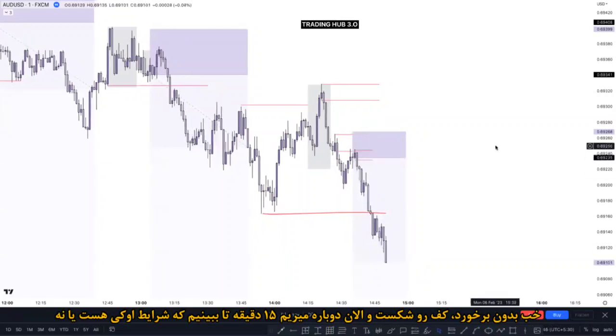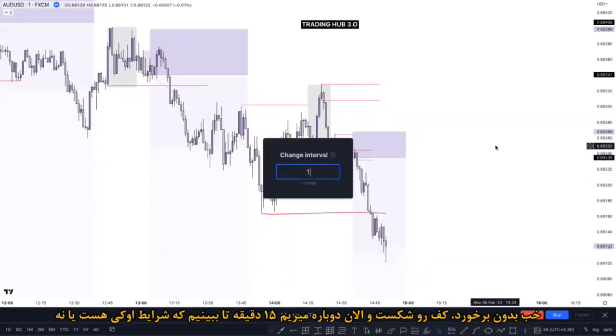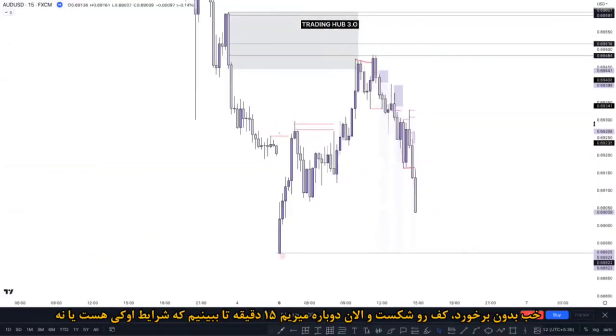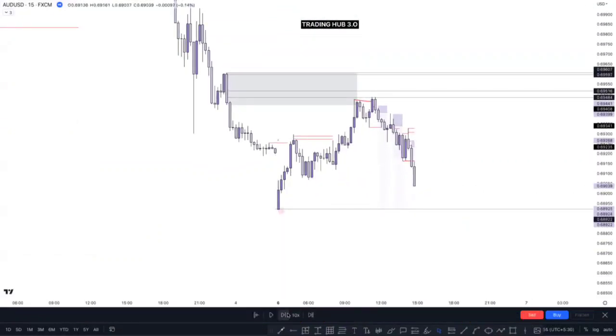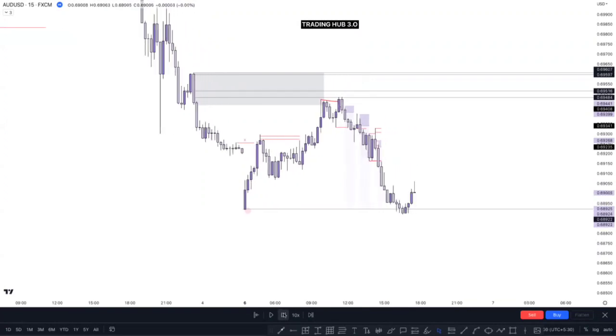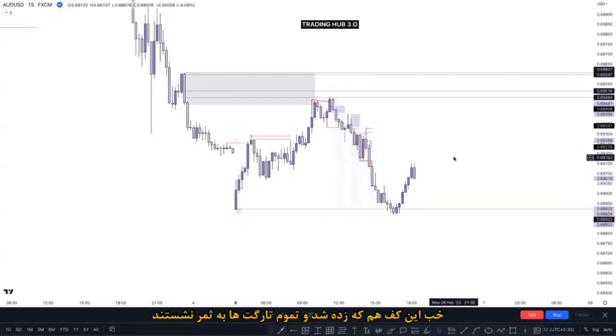Okay, no mitigation. Now again, you have to switch here to a 15-minute time frame to check the previous candle and see if everything is fine or not. Let's see. Okay, right, it broke this low and all targets are achieved here.